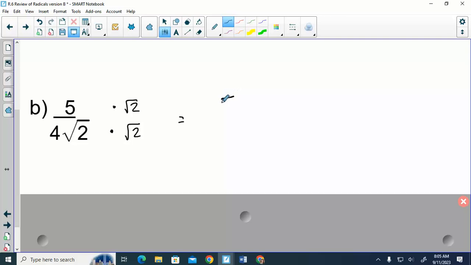So if I do that, on the top, I have a 5 square root of 2. On the bottom, if you multiply, you would get 4 square root of 4. What is the square root of 4? 2. So what that means is 4 times 2, or 8.